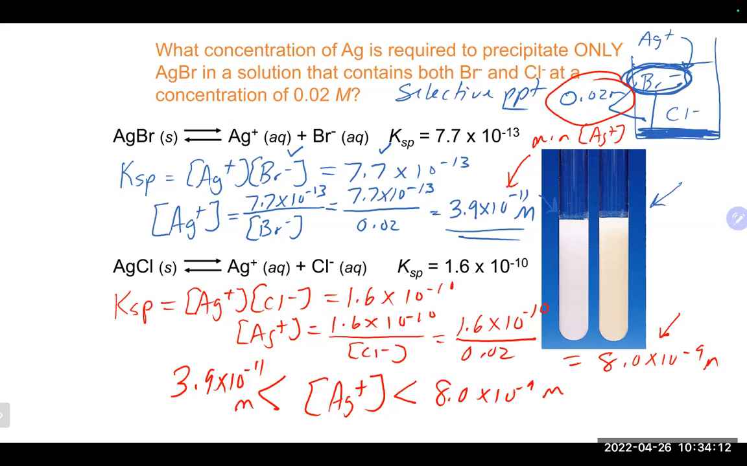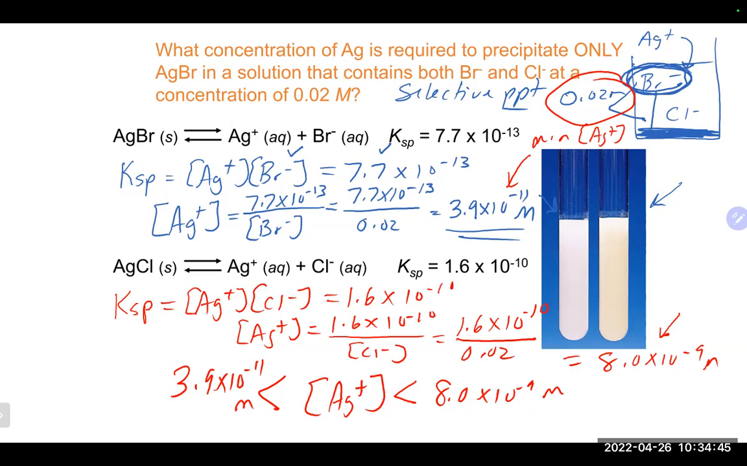Exactly. So that's the minimum concentration that's necessary for silver chloride to come out. And again, if you added that, you should start to see the solid. Truthfully, you could go anywhere with our right number there at 8 times 10 to the minus 9 on the high end there. You could go anywhere between 3.9 times 10 to the minus 11 to below 8 times 10 to the minus 9, and you can use any silver concentration you want in there, and you should see silver bromide come out.